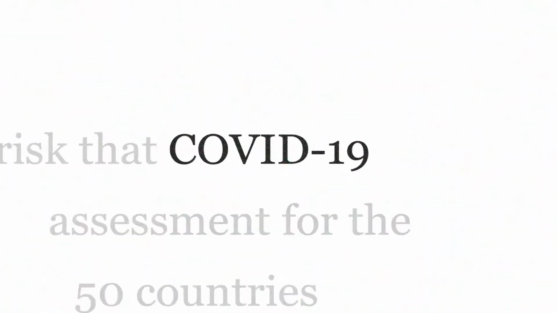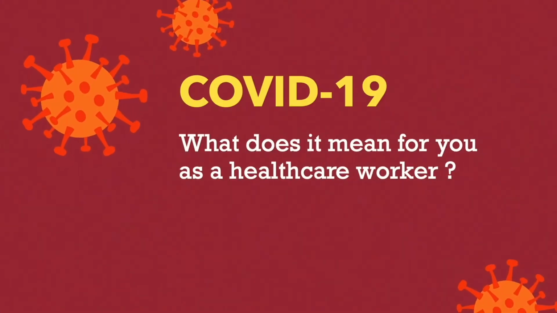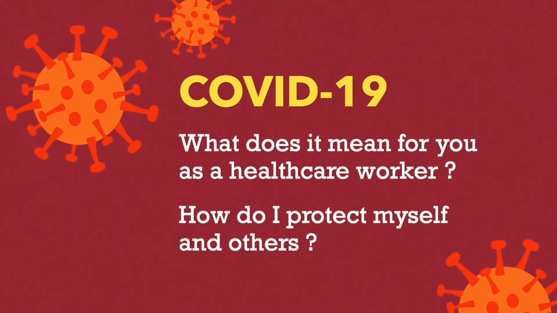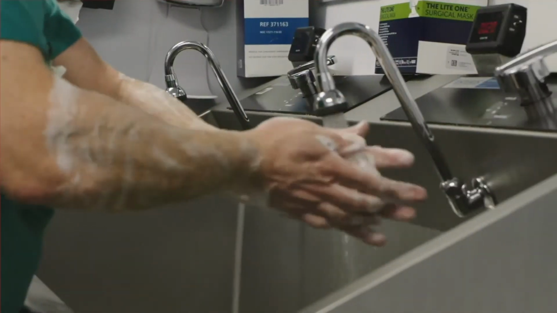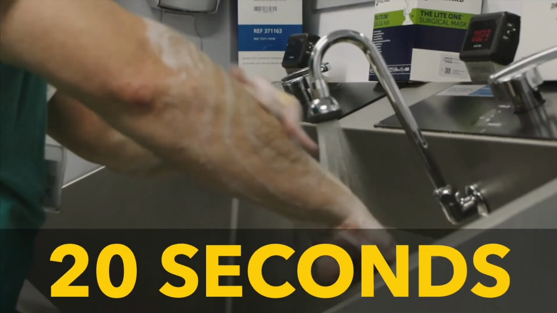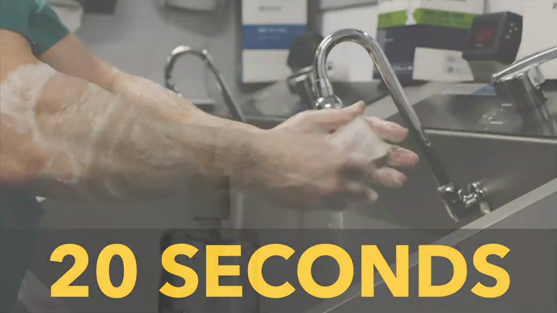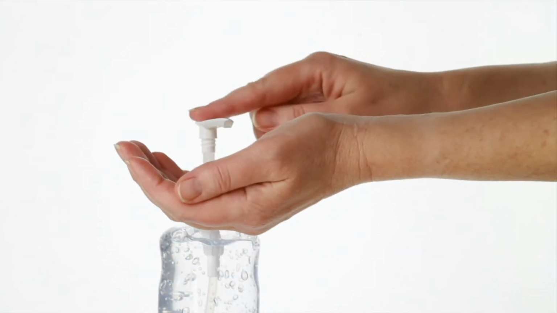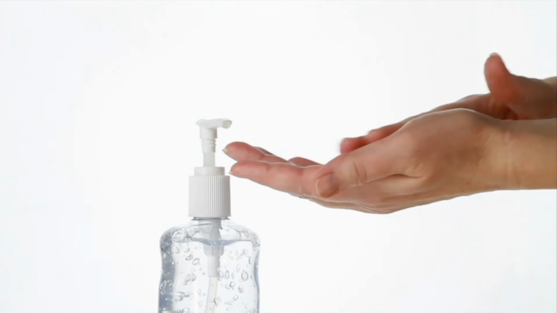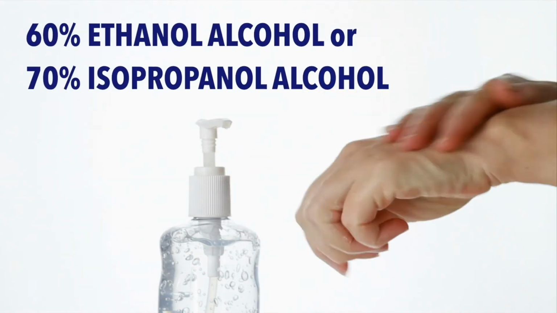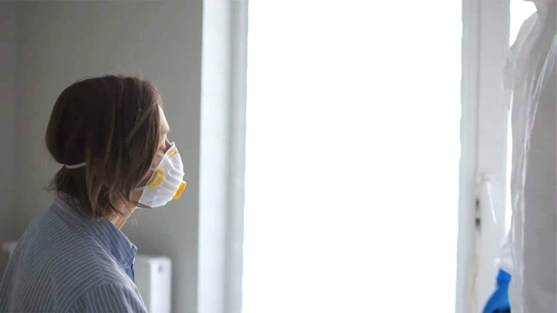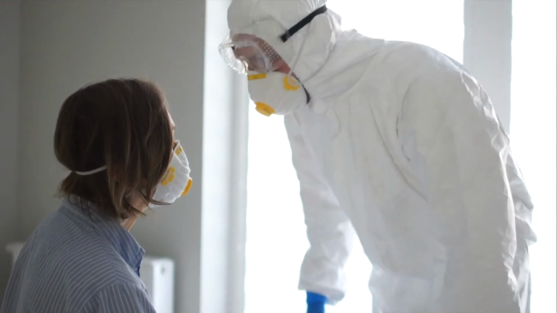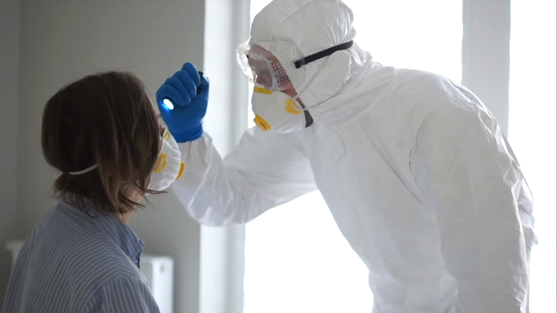What is COVID-19? What does it mean for healthcare delivery? What does it mean for you as a healthcare worker? How do I protect myself and others? Wash your hands using proper hand washing technique, 20 seconds. Soap and water can kill the virus. If soap and water are not available, use hand sanitizer with at least 60% ethanol alcohol or at least 70% isopropanol alcohol.